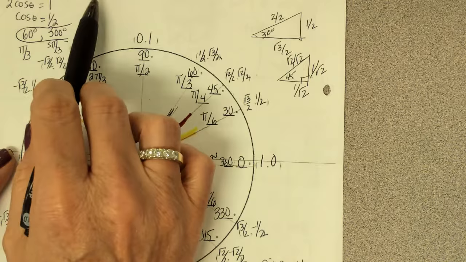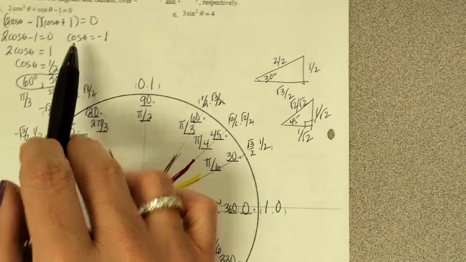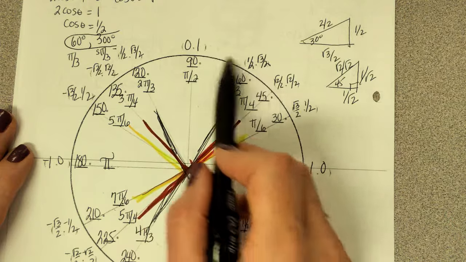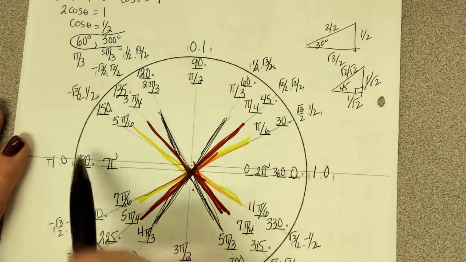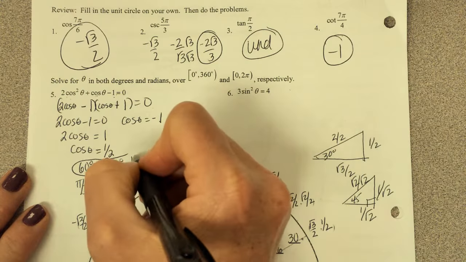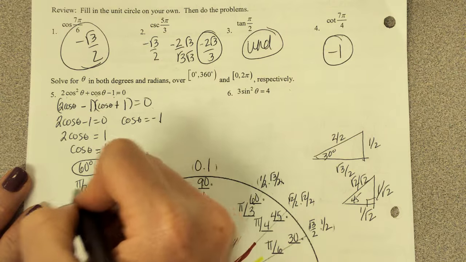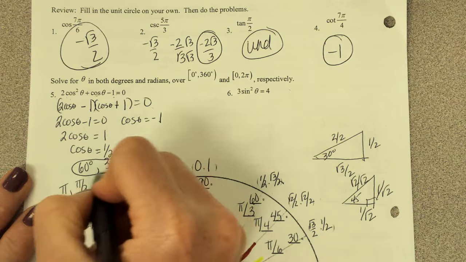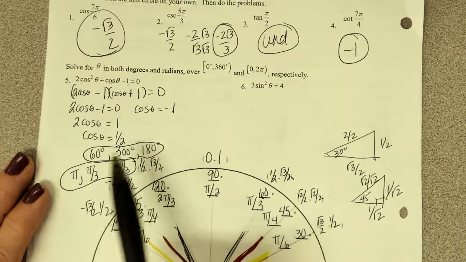Let's go ahead and do this too, before I forget. Cosine theta is -1. That means x is -1. I look at all the x's. Right here's where x is -1. So that's going to be 180 degrees or pi. So here's all the answers in radians, and there's the answers in degrees.